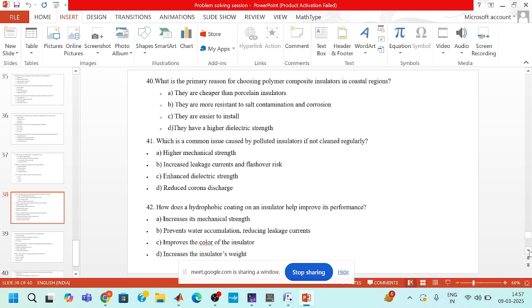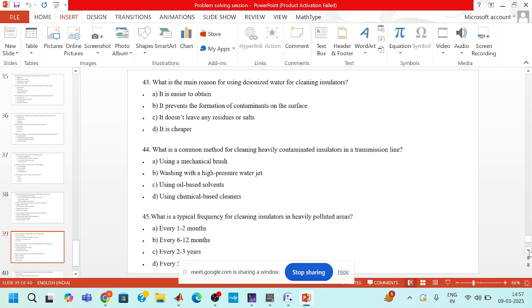Option B is correct. Now the last question is, how does a hydrophobic coating on an insulator help improve its performance? B, madam. Prevents water accumulation, reducing leakage currents. Option B is correct. It prevents the water accumulation and reduces leakage currents.